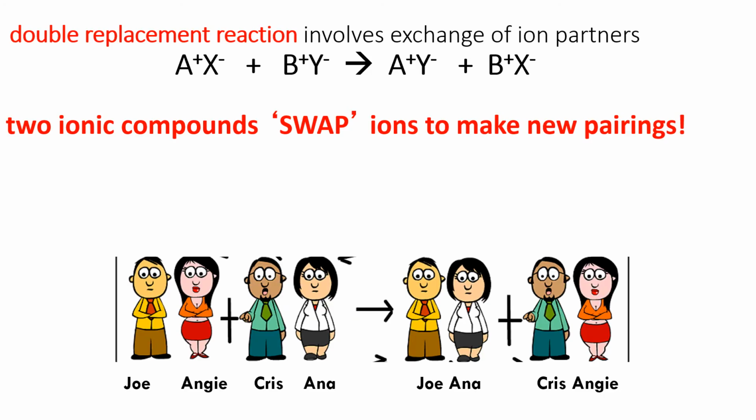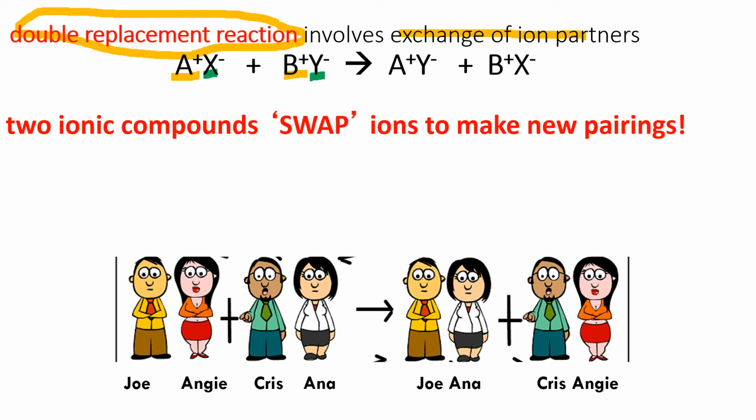Okay, the fourth type of chemical reaction is what we call the double replacement reaction. And it involves an exchange of partners. Always remember, in a compound, the one on the left is positively charged and the one on the right is negatively charged. And there will be a switching of ions.